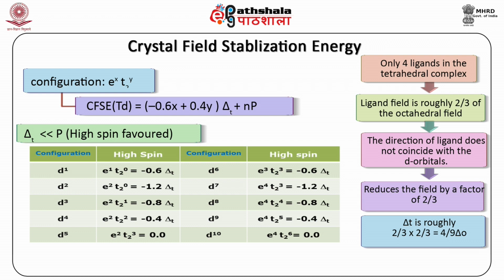Hence, low spin configurations are rarely observed. Usually, if a very strong field ligand is present, the square planar geometry will be favored. The crystal field stabilization energy for tetrahedral complexes is calculated from the following equation 2. These can be used in discussions of the stability for the tetrahedral complexes. The crystal field stabilization energy for a tetrahedral complex is shown in the given table.